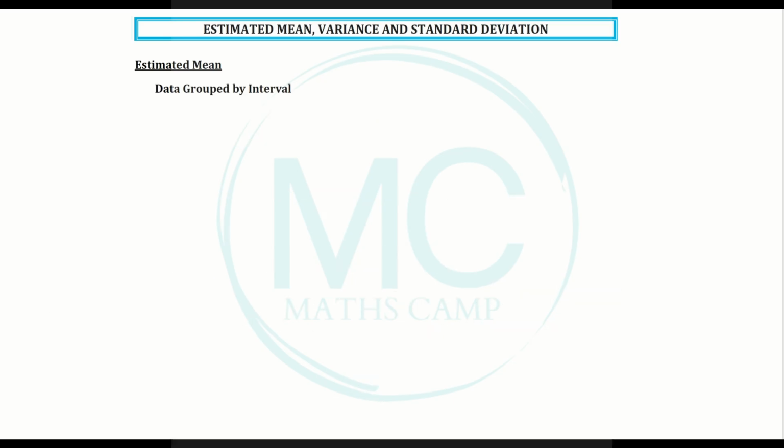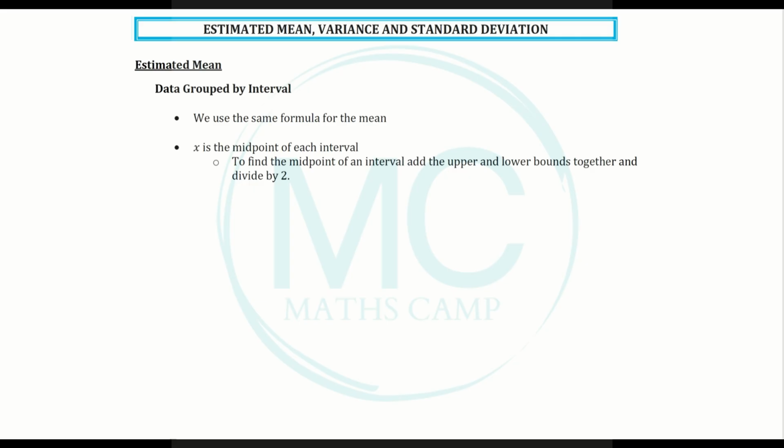Now I want to look at data grouped by interval. We use the same formula for the mean, but now X is the midpoint of each interval. To find the midpoint of an interval, you can add the upper and lower bounds together and divide by 2. Let's look at an example.